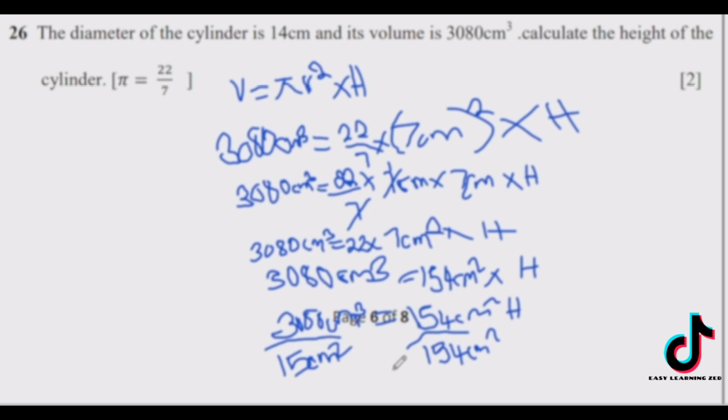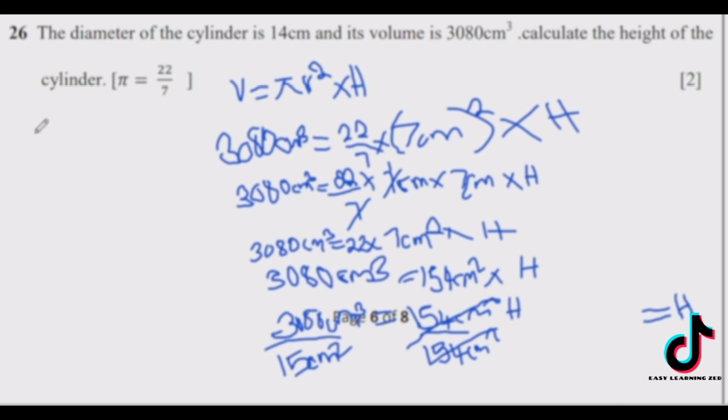Okay, now once we have done this, this will cancel each other out and this one will be cancelled out, leaving us with h equals h. Okay, once we have done that, the next thing we can do is now we divide this.